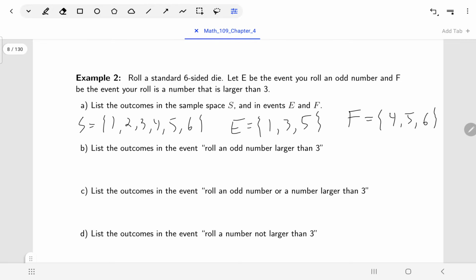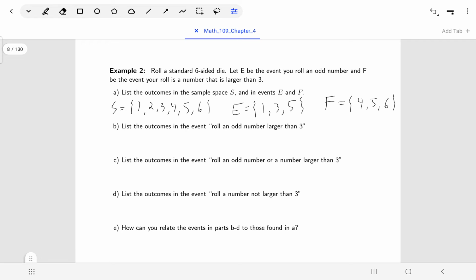Okay, so now let's think about these other events that we're considering. So I'm thinking about this event, roll an odd number larger than 3. Well, number one, I know what all the odd numbers are. It's 1, 3, and 5. And the only one larger than 3 is 5 itself. So if I were to list all the outcomes in that event, it would just be one outcome, the single number 5.